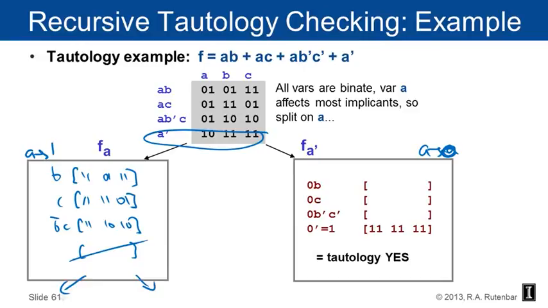Whereas on the other side, if you set A to 0, the first cube goes away and you don't pass it. It's a 0. The second cube goes away and you don't pass it. The third cube goes away and you don't pass it. And again, I'm emphasizing the whole reason for careful selection of the splitting variable is to try to kill as many cubes as you can. And then the fourth cube, A bar, when you set A to 0, hey, there's the all don't cares cube. So this thing has a 1 in it, and so it's a tautology. So this one can just immediately send back a yes.